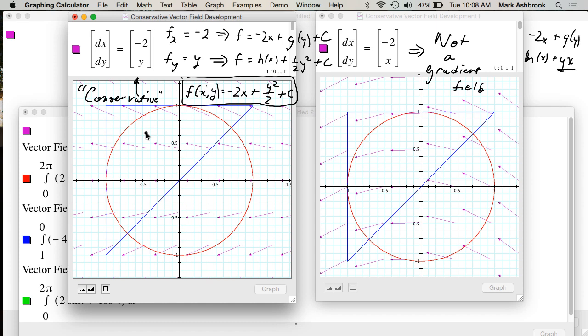So gradient fields have this quality, which is called they are conservative. Okay? If it's not a gradient field, then they're not conservative. You will not have a conservation of energy. You go around the loop, and it'll be either a positive amount of work or a negative amount of work to get all the way around. And we saw that with both of the paths on this one over here.